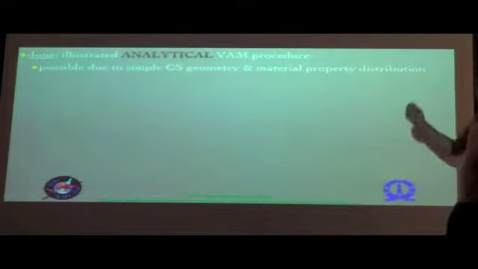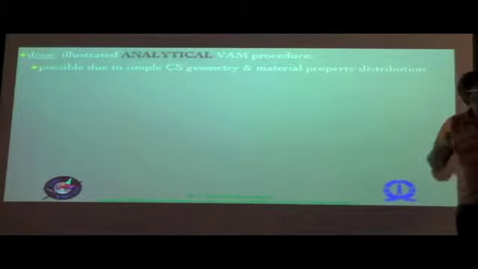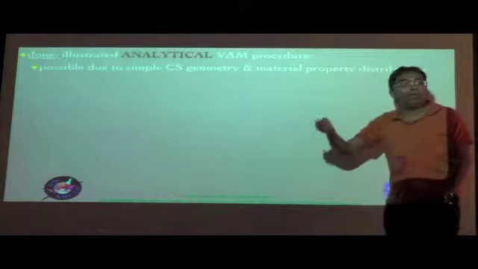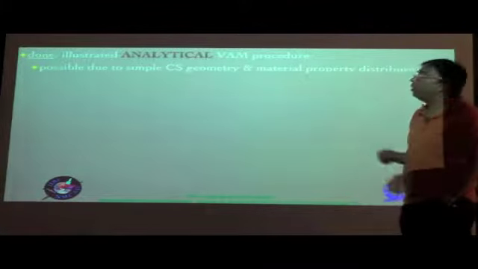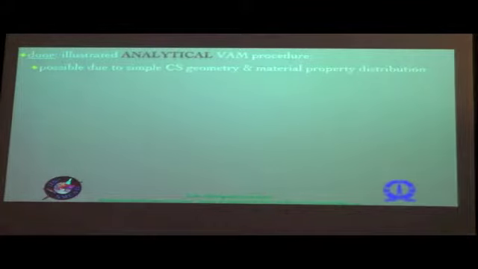In other words, there would be no twist, there would be no transverse displacement or bending in the other direction. All those things were possible because of the simple cross-sectional geometry, and of course we applied it to a problem where the material used was isotropic, containing only E and nu, or equivalently the Lamé parameters. So the material property distribution was simple there.